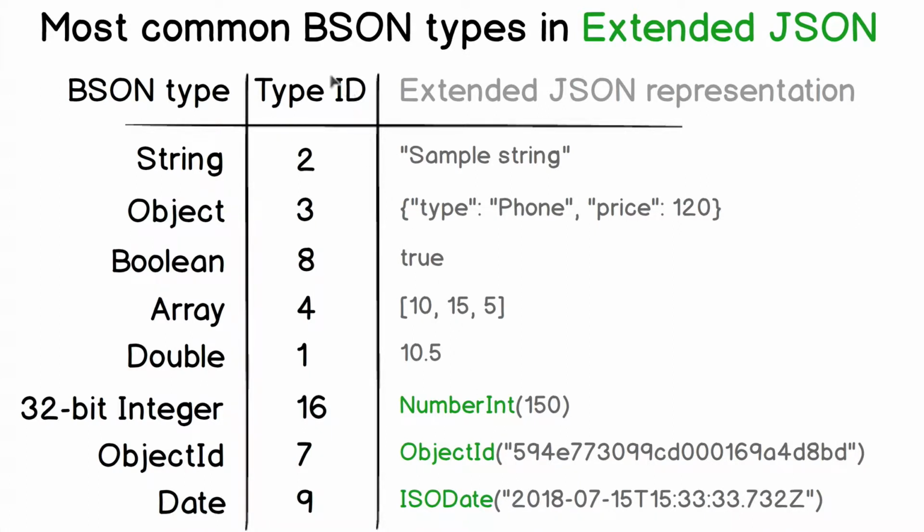But what do those BSON type IDs mean, and where are they used? Let's look at this next. See you in a second.